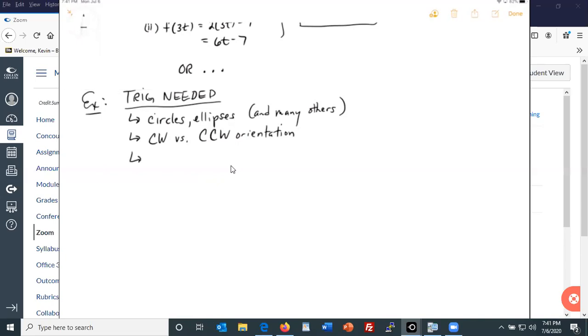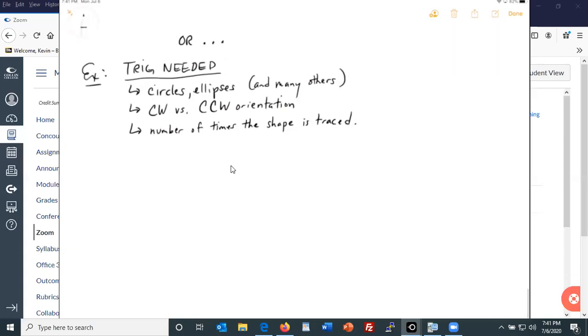Okay? And then, of course, we're going to be interested in the number of times the shape is traced. Remember at the beginning of class, I showed you that circle that kept getting traced out multiple times? You saw the little animated circle or dot that kept moving around the circle multiple times. That's what we're going to be looking for here. All right, so now example number 1.